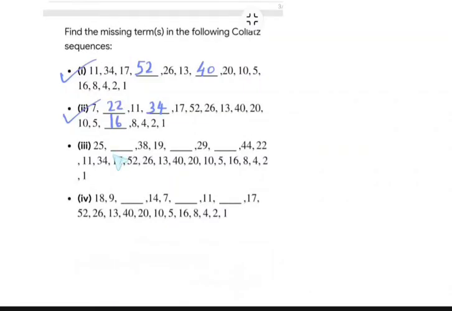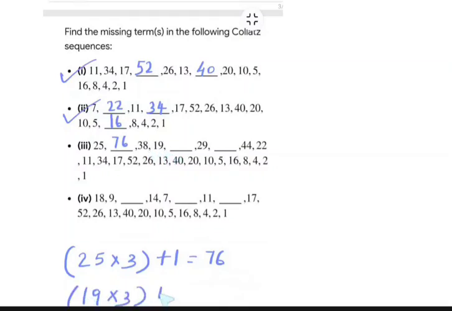Question number 3, 25. 25 is an odd number, so 25 times 3 plus 1. The answer is 76, so we write 76. The half of 76 is 38. Again 19. 19 is an odd number, so 19 times 3 plus 1 is 58. 58 is an even number, so half of 58, 58 divided by 2, is 29.